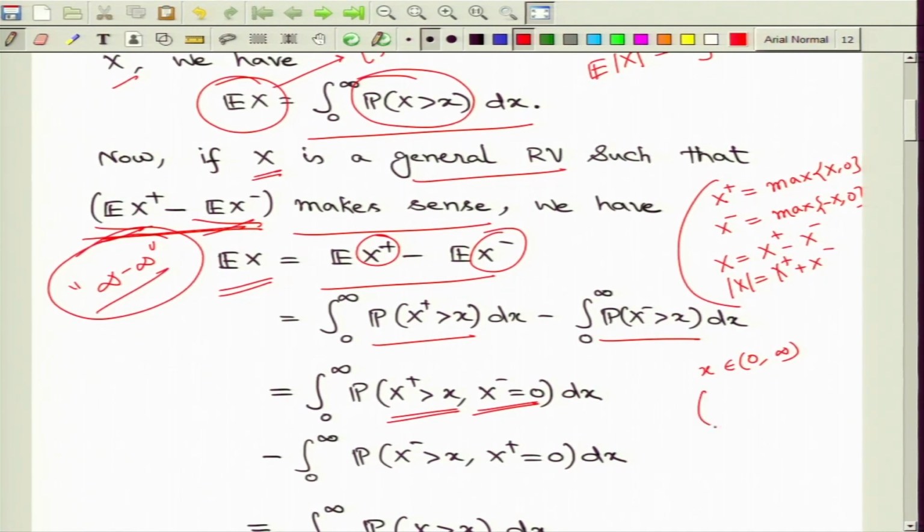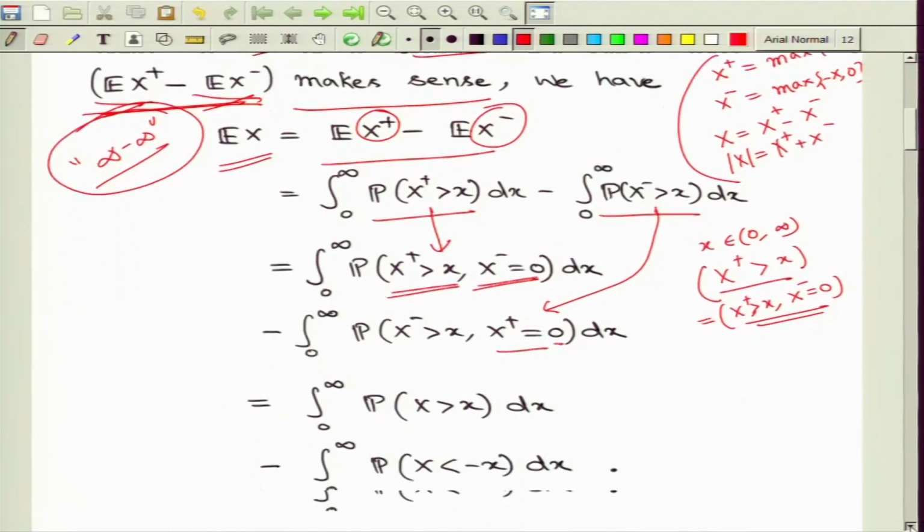So, the event X plus being greater than x is exactly the same as the event together with X minus being identically 0 on that event. These events are the same, and that is what we write in this formulation. Similarly, when X minus is greater than this number small x, then again the positive part of X, which is X plus, must be 0 on this event. That is why we rewrite using this formulation involving both components X plus and X minus.